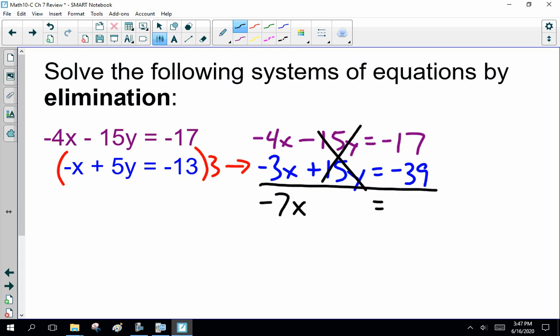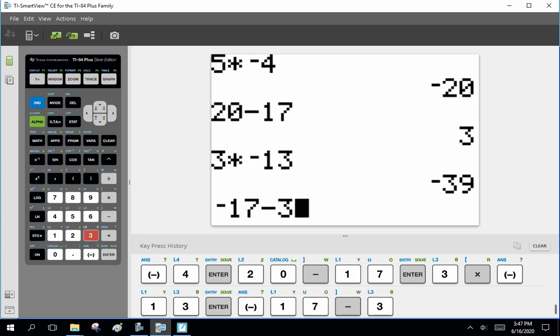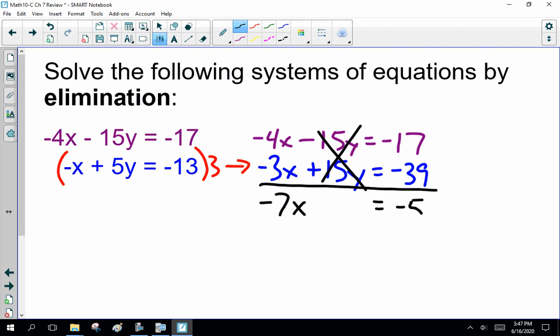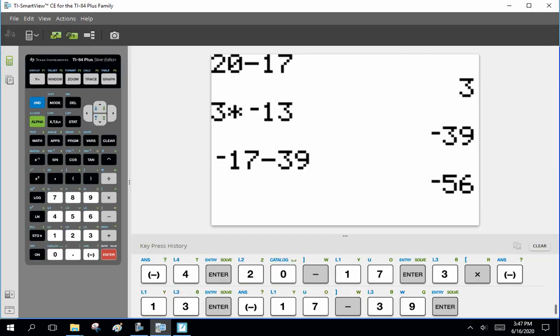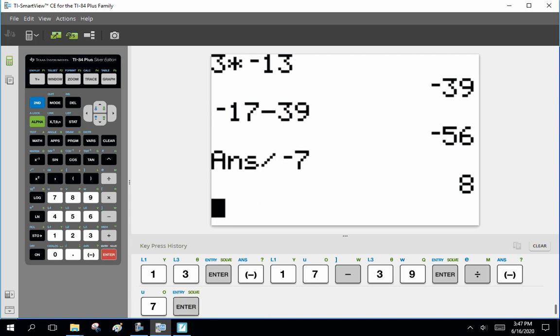Now, minus 17 minus 39. Got to be careful here. Minus 17 minus 39 is minus 56. Okay, so how do I get rid of times minus 7? Divide both sides by minus 7. So x equals minus 56 divided by negative 7. Notice I don't have to type it out again. My calculator remembers the answer, and the final answer here is 8.